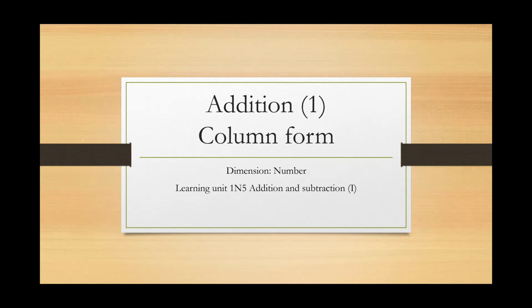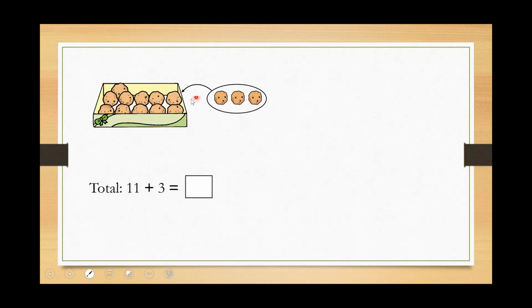Today we're going to talk about the column forms of addition. Here are some cookies. I have 11 cookies in the tray and I have 3 cookies more to add in. So if I want to find the total, what I've got in total, I need to add them both together. That gives you 11 plus 3.